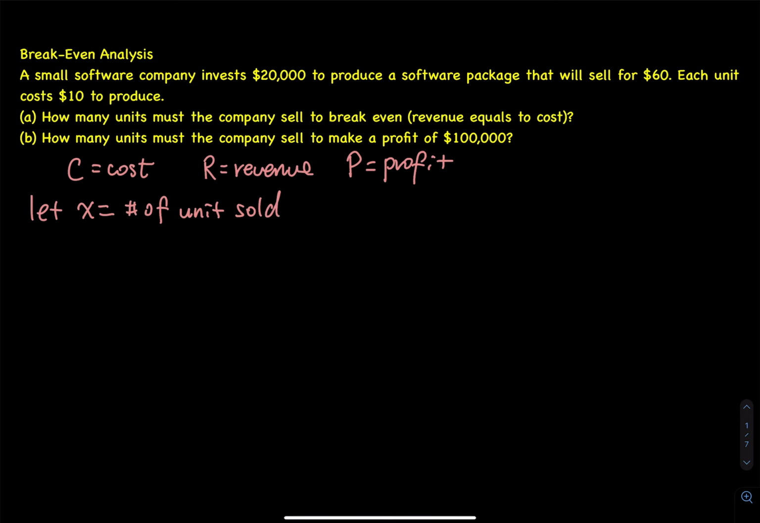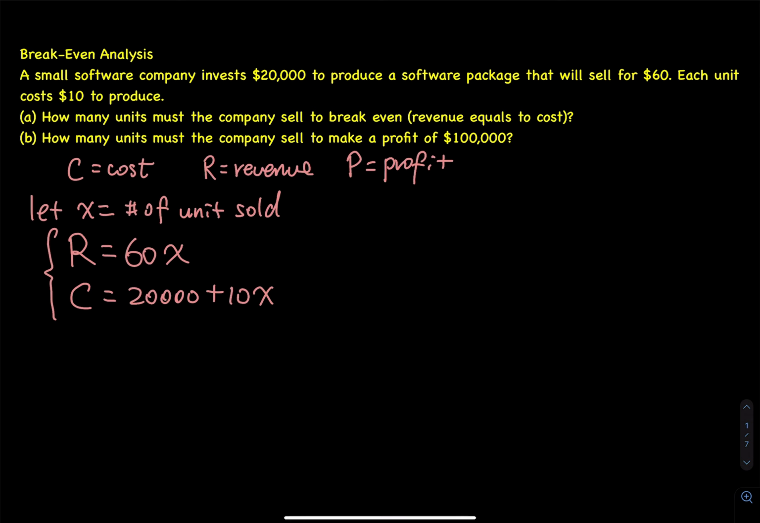Then what is your revenue? That is $60 each. Let's say you sell X many of them, then 60 times X is your total revenue. If you sell 2 units, 60 times 2 is your revenue. And then what about the cost? The cost is the fixed cost, which is the $20,000, plus the cost to produce a unit, which is 10 times X. All right, so this is my system.